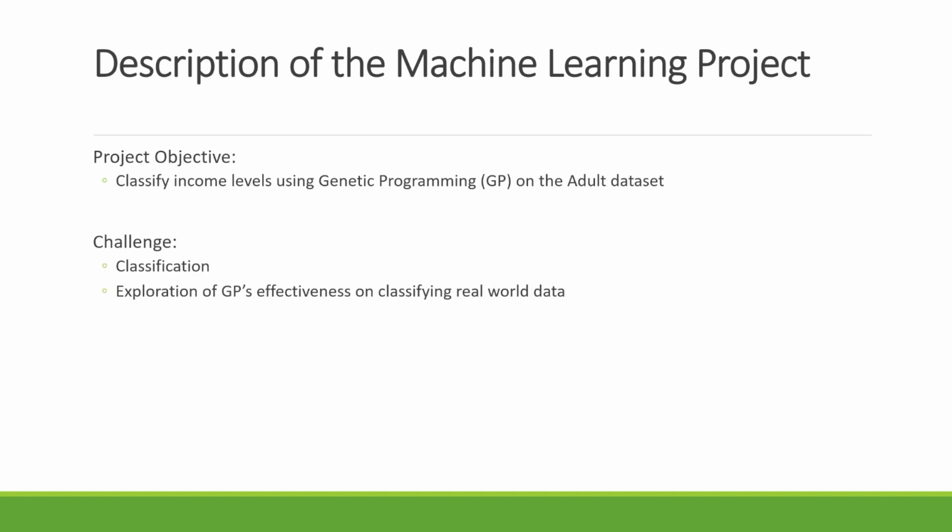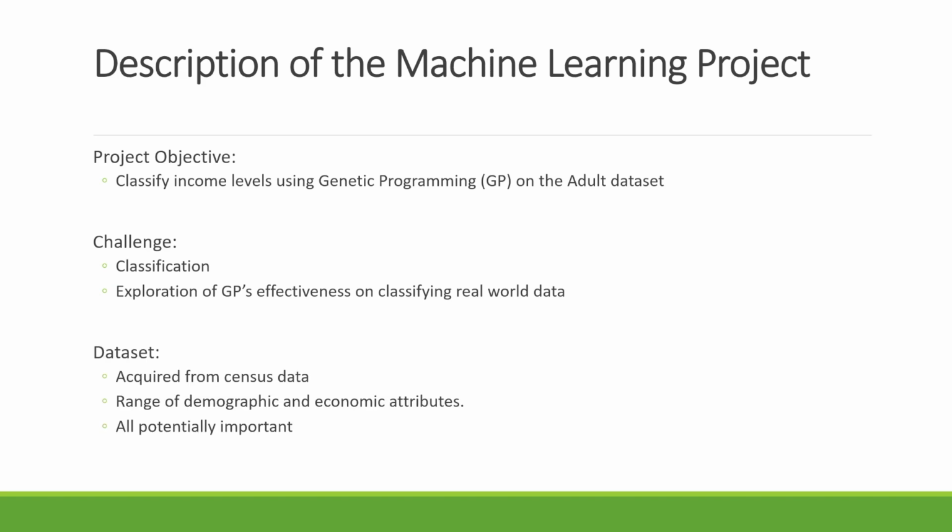The task isn't just a classification problem, it's also a study into the effectiveness of GP at classification tasks, and specifically on real-world data. The adult dataset is acquired from census data and includes a range of demographic and economic features. Each of these features has the potential to influence the income level, and all are potentially important.